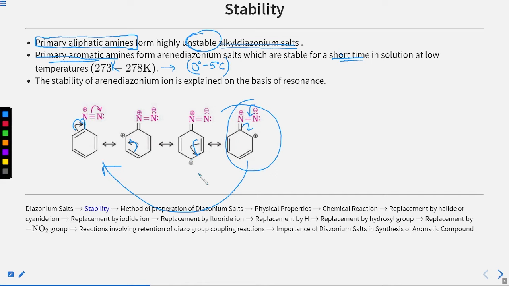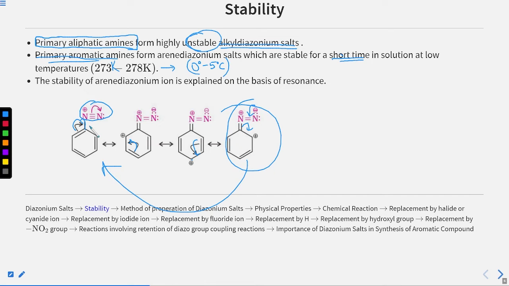One more point: you cannot form secondary or tertiary diazonium salt. You cannot form diazonium salt with the help of secondary or tertiary amines. So this should be kept in mind. The reason is simple: from its structure you can see that you cannot have any group attached to nitrogen. It is only attached to one alkyl group and the other nitrogen. So this is about the stability.